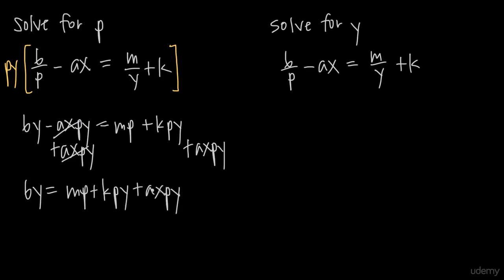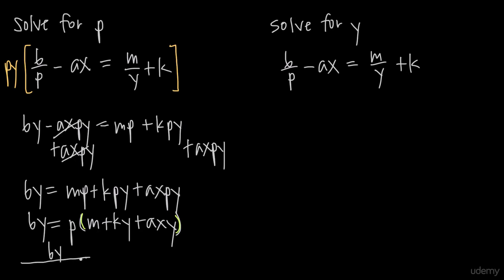From here, we'll go ahead and factor out a p on the right-hand side because every term involves p, so we'll get 6y is equal to, factoring out a p, we get p times m plus ky plus axy. So we just pulled a p out of each one of these terms. Now, all we have to do to get p by itself is divide both sides of the equation by this polynomial here, m plus ky plus axy. If we divide this left-hand side by that polynomial, we'll get p by itself. So our final answer then is going to be 6y divided by m plus ky plus axy, and that's going to be equal to p.